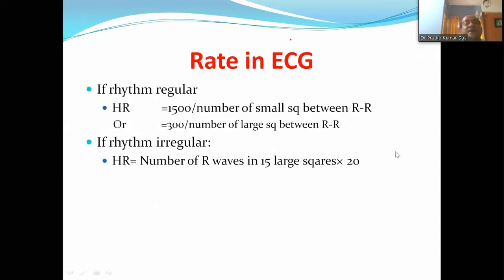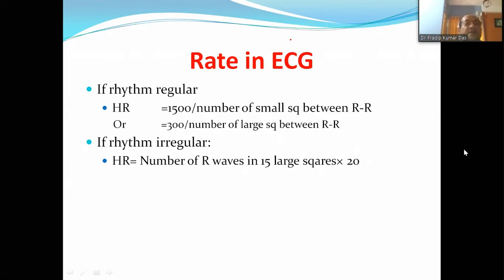Next, after all the waves, we have to calculate the rate in the ECG. When we see the ECG, this is very important. If the rhythm is regular, we can calculate the heart rate by two methods: dividing 1500 by the number of small squares between the RR interval, or dividing 300 by the number of large squares between the RR interval.